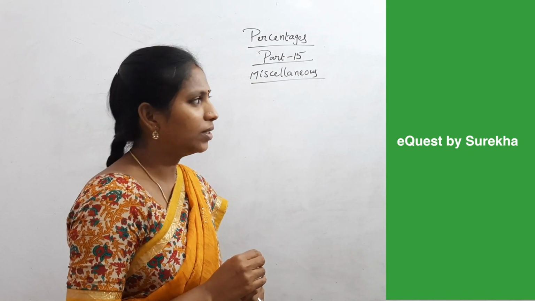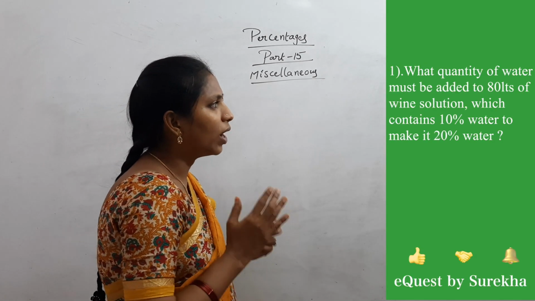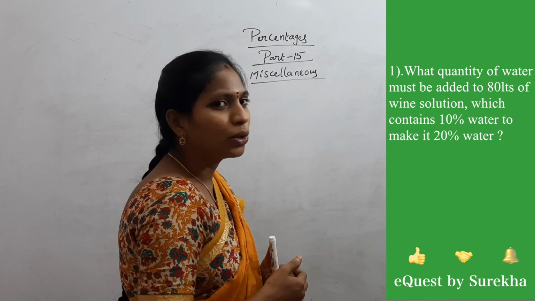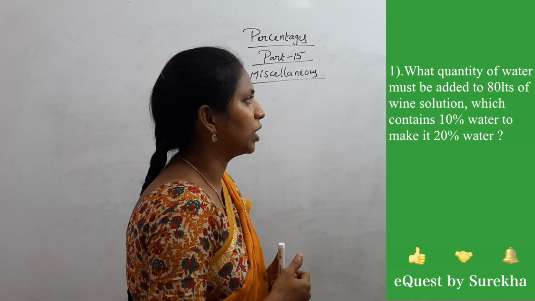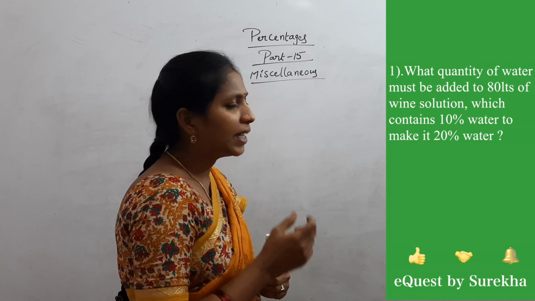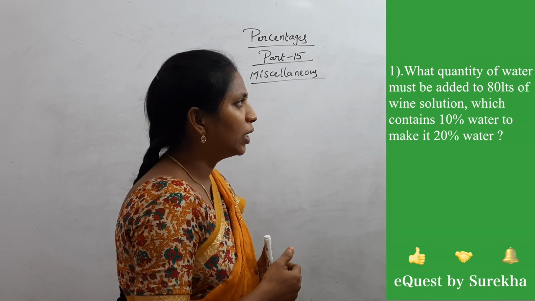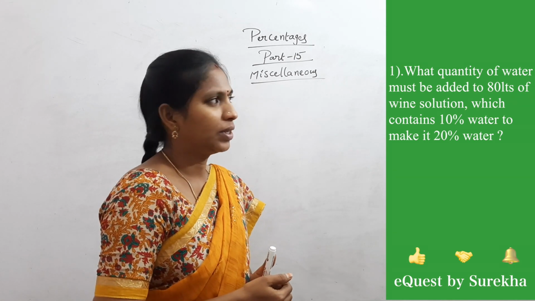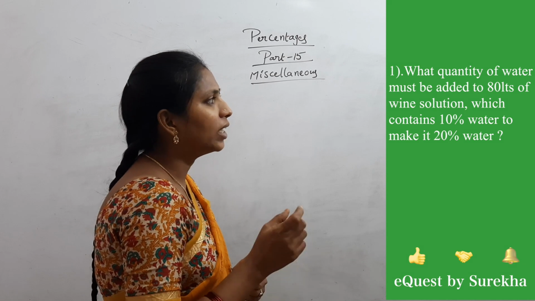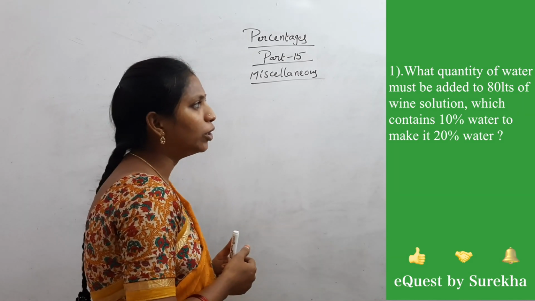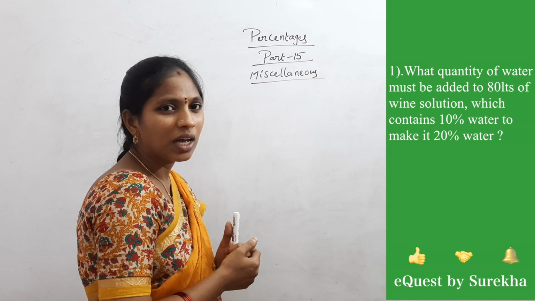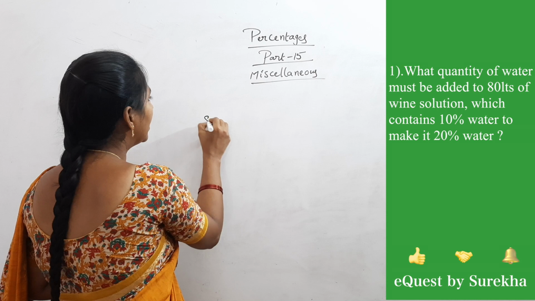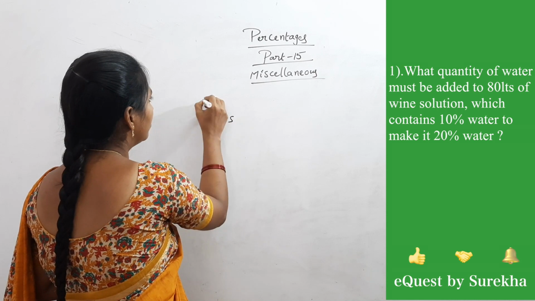See the first question. What quantity of water must be added to 80 liters of wine solution which contains 10% water to make it 20% of water? See the question. What quantity of water must be added to 80 liters of wine solution?